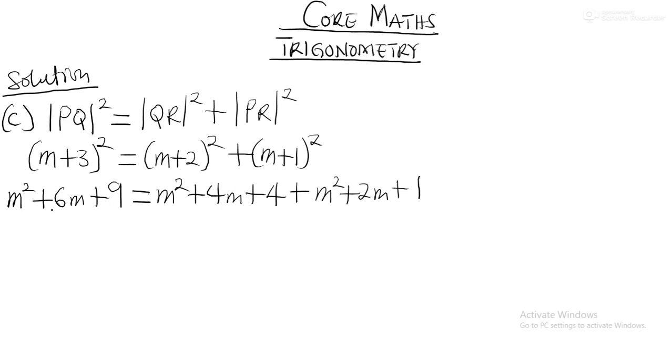Okay, so now we have to group like terms and simplify. So we have m squared here, m squared here. When we put them together, we are going to get 2m squared. We have 4m and then 2m. So when we put it together, we are going to get 6m. Then 4 plus 1 will give us what? 5. Okay. Then here we'll maintain whatever is here.